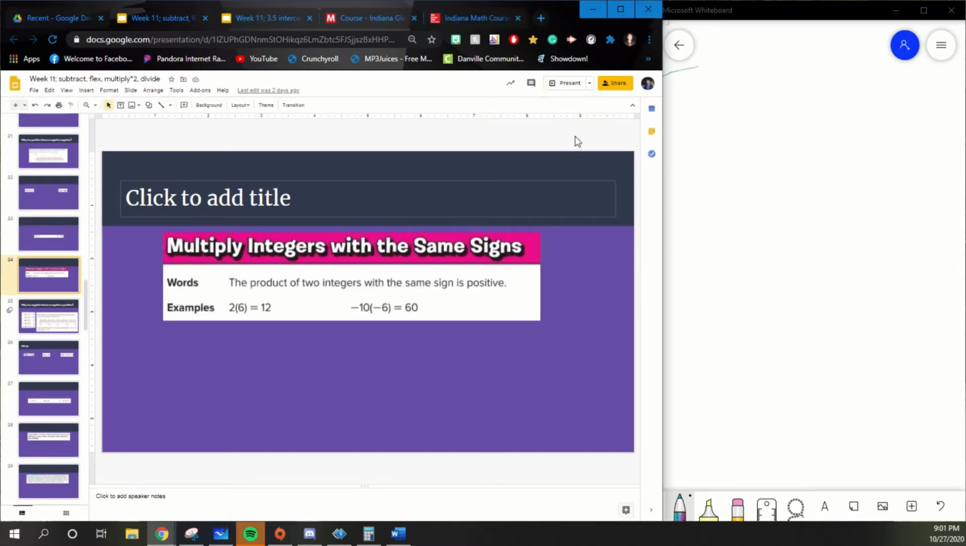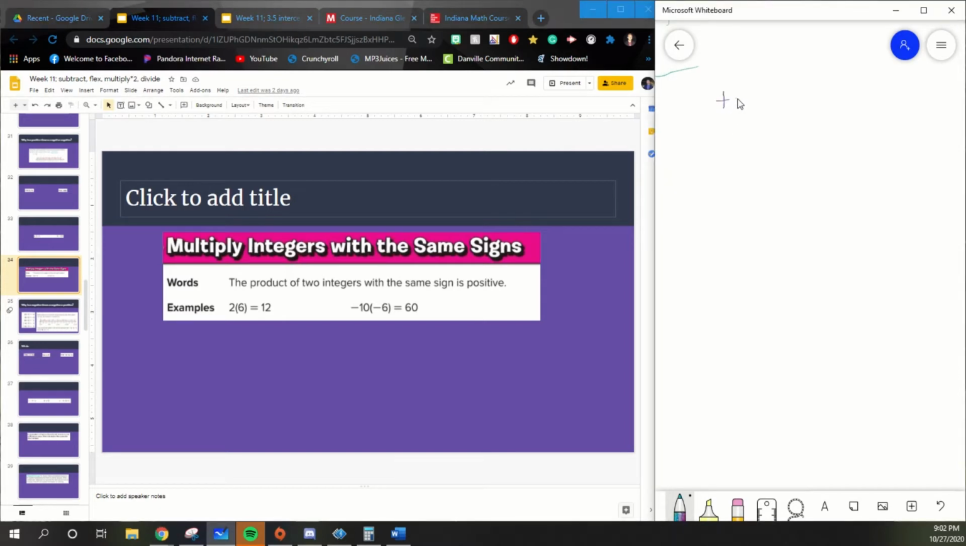The product of two integers with the same sign is always going to be positive. So just like a positive times a positive is a positive, a negative times a negative is a positive. And a good way we can remember all these rules is this little tic-tac-toe board. You put positives diagonally, and then you fill in everything else with negatives. So a positive times a negative is a negative. A negative times a positive is a negative. But a negative times a negative is a positive.